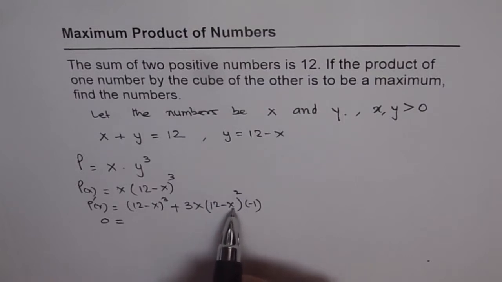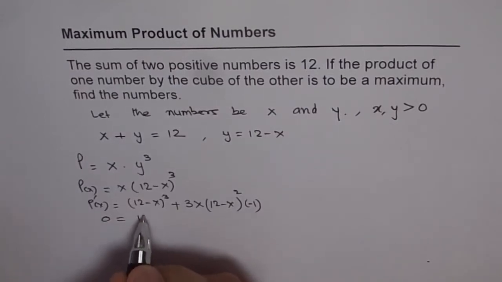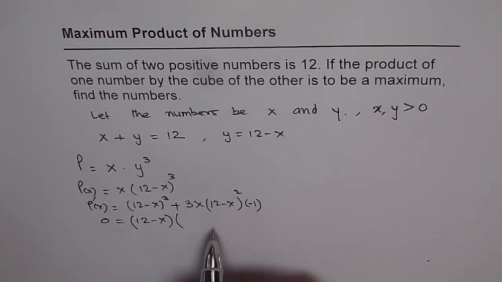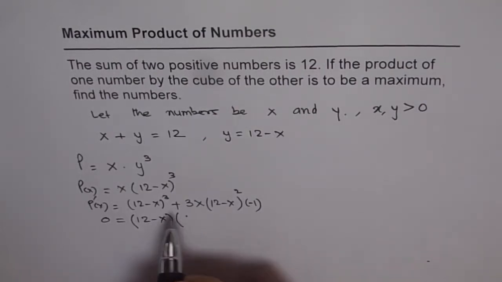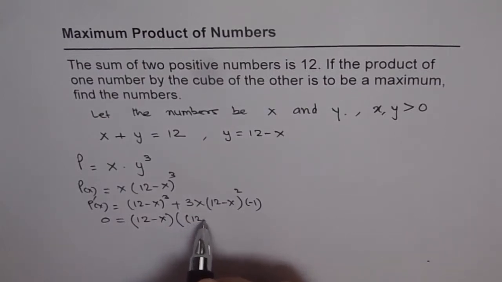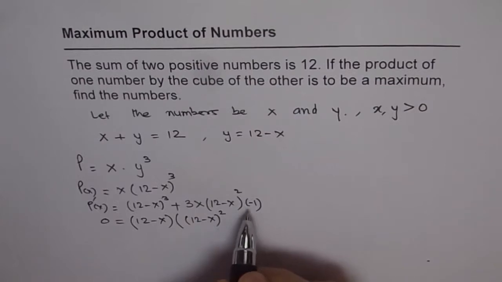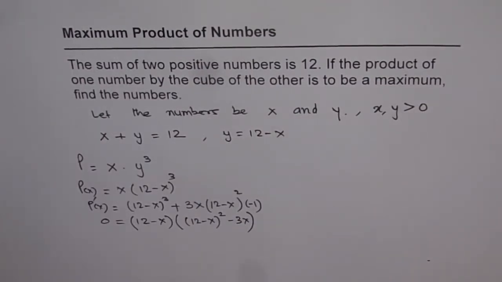Let me factor out a few things, since factored form always helps us in solving such questions, right? So 12 minus x is a common factor here. Take this out and you get (12 minus x) whole cube divided by this, which is a square, so you are left with (12 minus x) whole square minus 3x in this case, correct? So that is your equation.